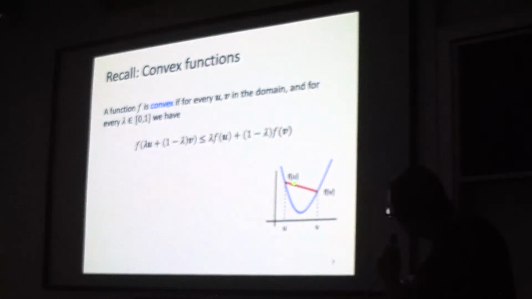right? So you can see that the convex combination of the function values is bigger than the function value of the convex combination of the inputs. That's what this inequality requires. If your function satisfies this inequality for arbitrary choices of u and v and lambda, then your function is convex.